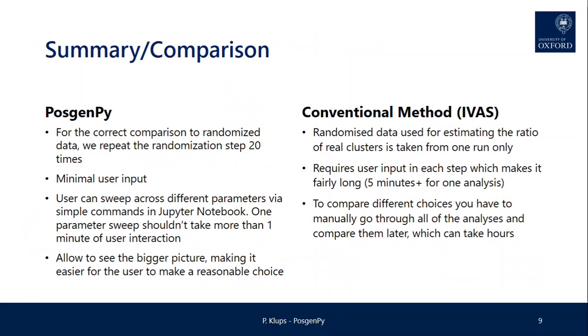To sum it up, PosgenPy offers not only time-saving but a more systematic and more correct way of selecting the parameters for your cluster analyses. It requires less user input than the IVAS method and allows you to make a more informed decision based on the comparison of many analyses made on the same sample.